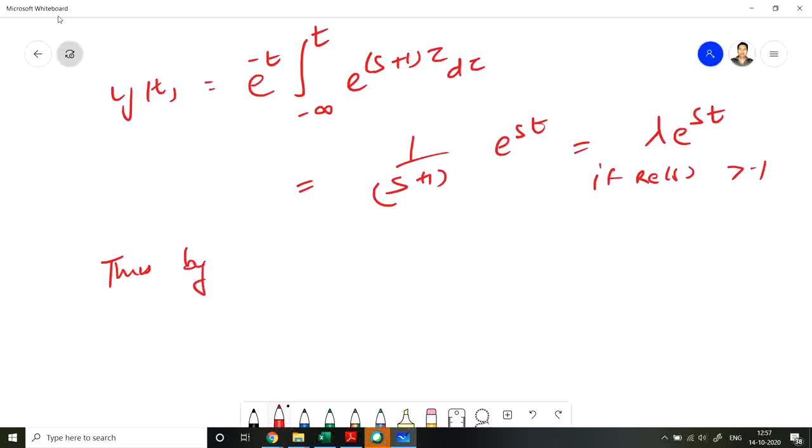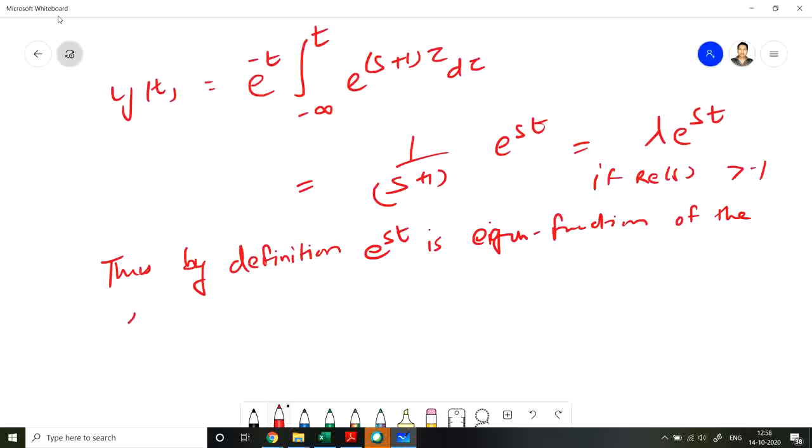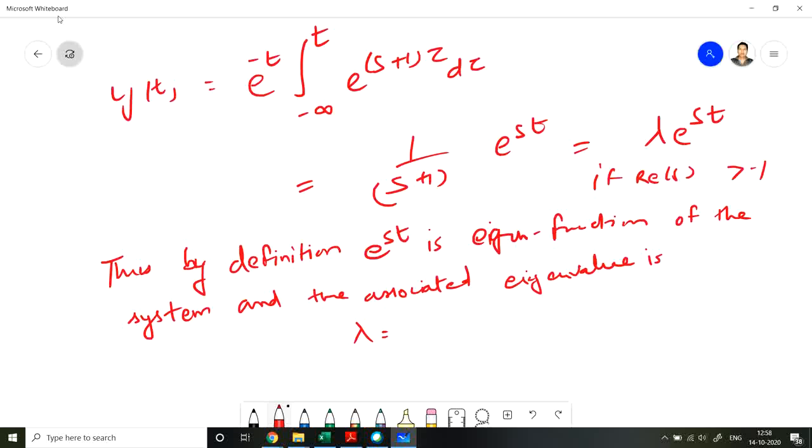Thus by the definition, e raised to the power st is an eigenfunction of the system and the associated eigenvalue is lambda equals 1 divided by s plus 1.